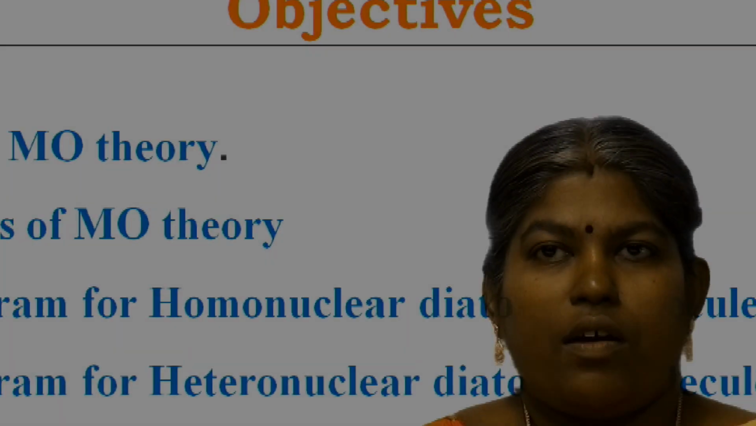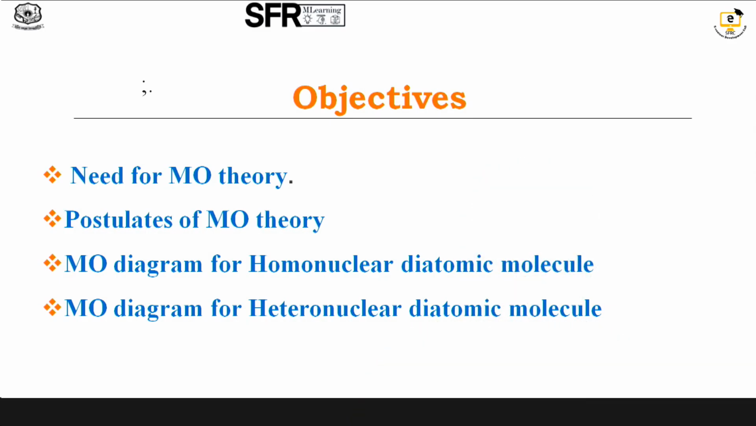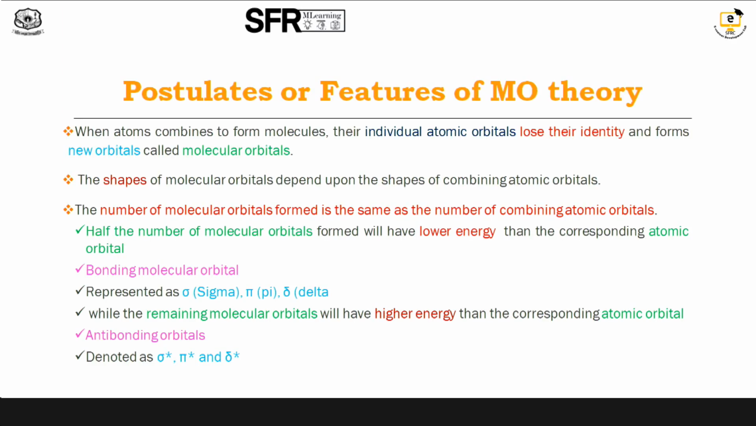The objectives are: what is the need for the MO theory, the postulates of MO theory, the MO diagram for homonuclear diatomic molecules, and the MO diagram for heteronuclear diatomic molecules. These are all discussed in this video. Let us see. First of all, the postulates, or features, of MO theory.